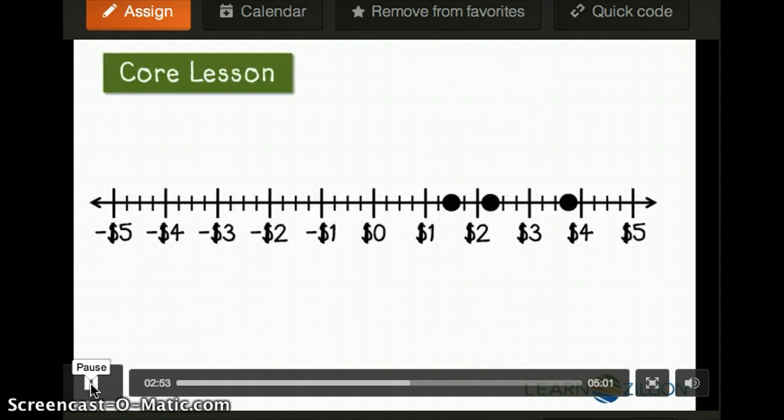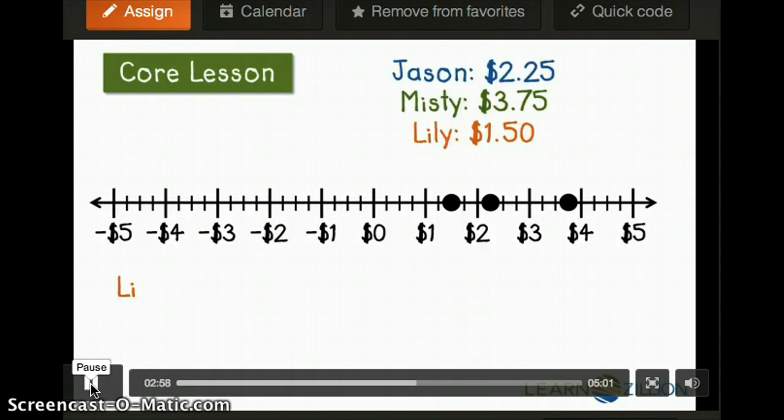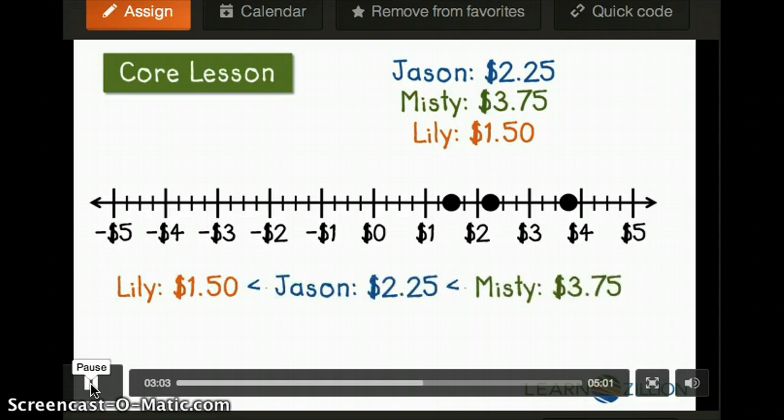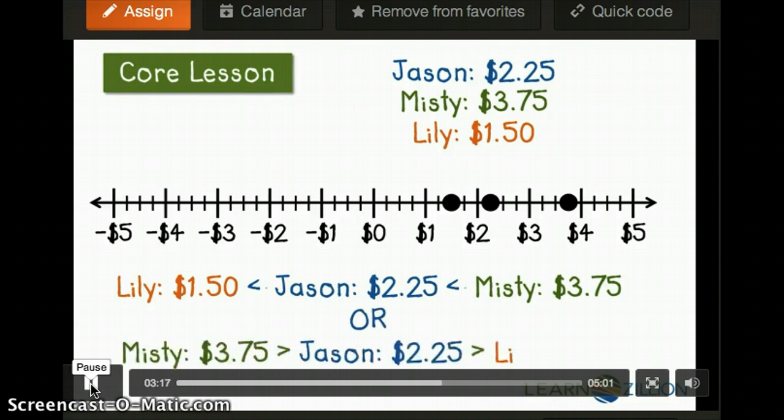Now, let's look at just the relationship by writing an inequality for these values. Lily has $1.50, which is less than Jason, who has $2.25, which is less than Misty, who has $3.75. We can say that Lily has the least amount of money. Another way to look at this relationship is to say that Misty has the most amount of money. So she has $3.75, which is greater than Jason at $2.25, which is greater than Lily at $1.50.